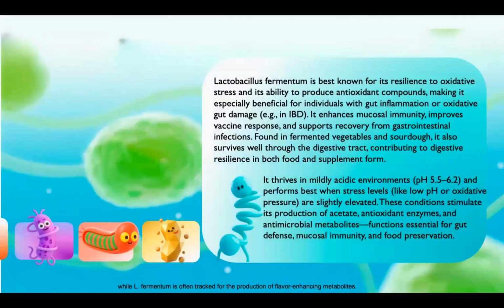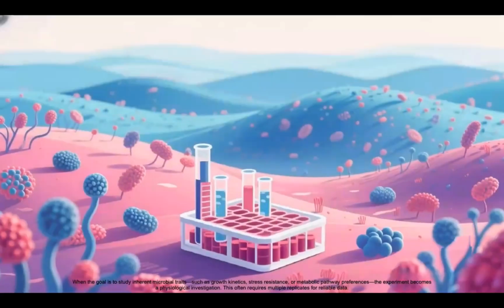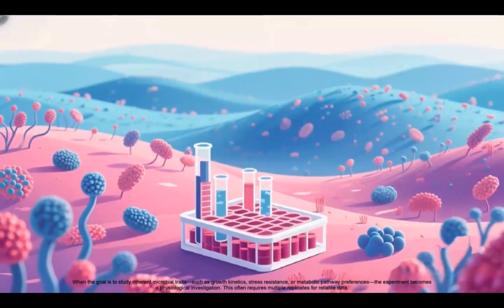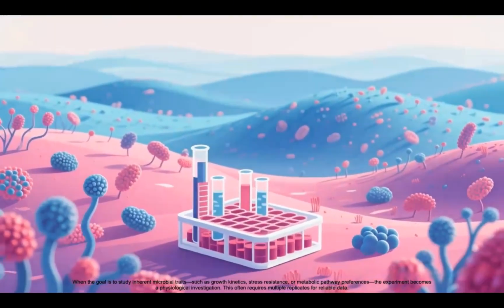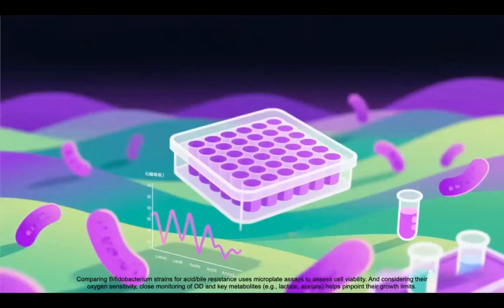When the goal is to study inherent microbial traits under specified conditions, such as growth kinetics, stress resistance, or metabolic pathway preferences, the experiment becomes a physiological investigation. This often requires multiple replicates for reliable data. Comparing Bifidobacterium strains for acid resistance uses microplate assays to assess cell viability. And considering their oxygen sensitivity, close monitoring of OD or key metabolites helps pinpoint their growth limits.